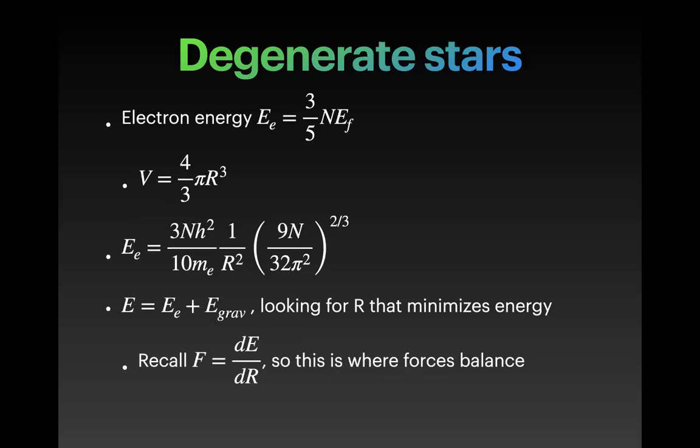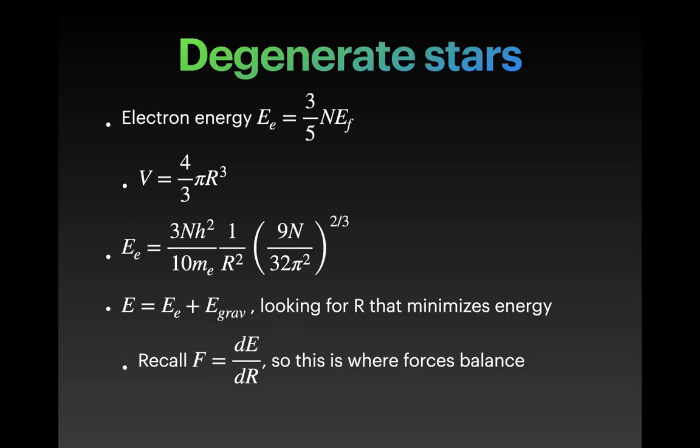Right. So the electron energy depends as 1/r², and the gravitational energy goes as 1/r. So that's important. The fact that they have different dependencies on the radius tells us that there is going to be some radius that minimizes the total energy, right? The electron energy is positive, it's an outward pressure, and the gravitational energy is negative.